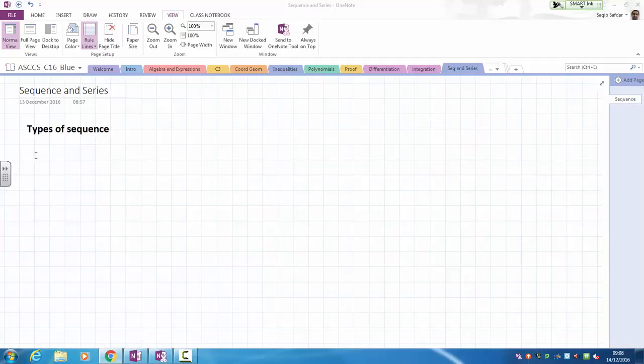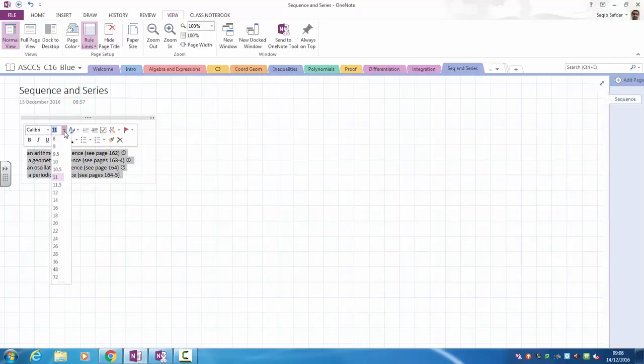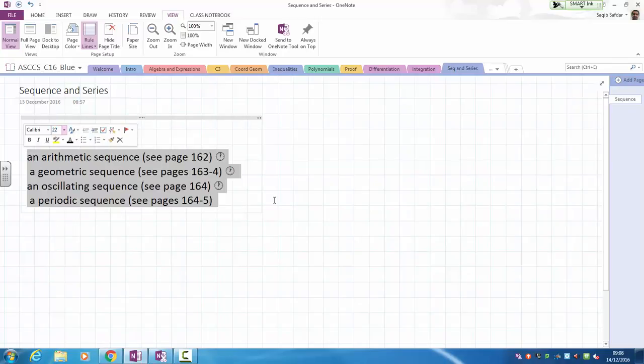Okay, let's start. There are several types of sequences, and I'll start by distinguishing them. We've got an arithmetic sequence, a geometric sequence, an oscillating sequence, and a periodic sequence. So let's make that nice and big, and I'll give you a couple of examples from each one.